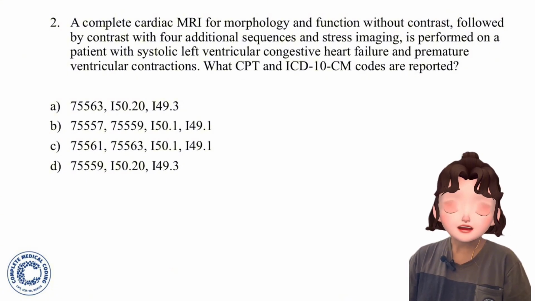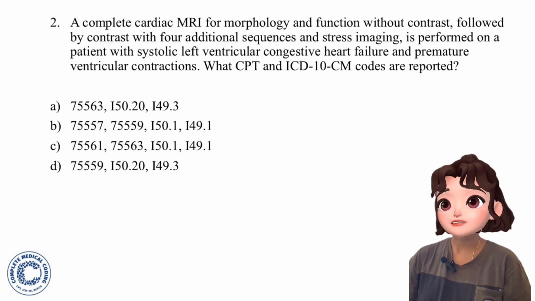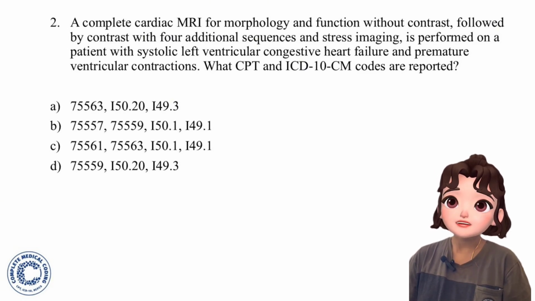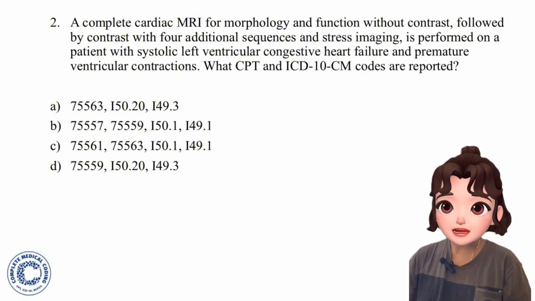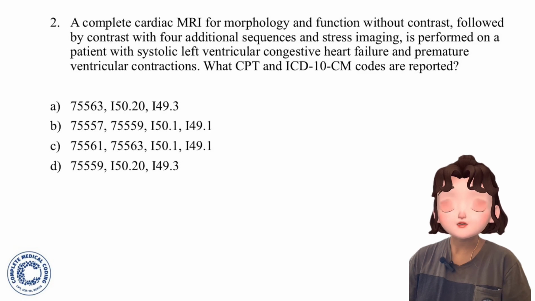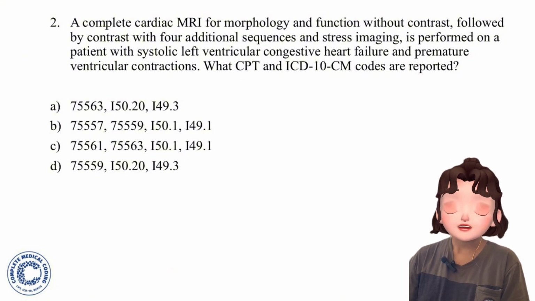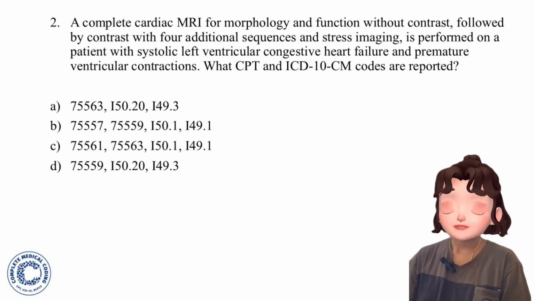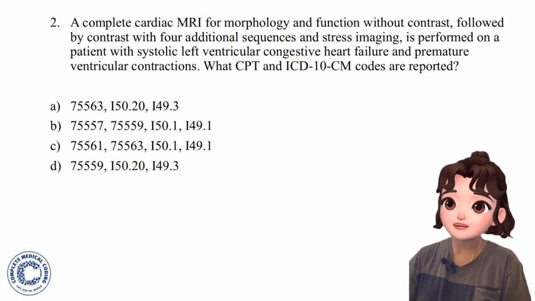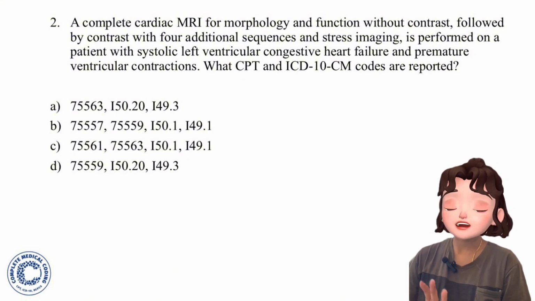Still, if you want, you can check the other CPT codes given in the other options. What are the other options? 75557, 75559, and 75561 in option C. In code 75561, there is no stress imaging mentioned, so you can't mark that answer. Option C has 75561 and 75563. If there is a single combination code, you have to use that combination code only. So don't mark both codes 75561 and 63. Since there is a combination code, 75563, you mark only that one and skip the other. So option C is wrong.